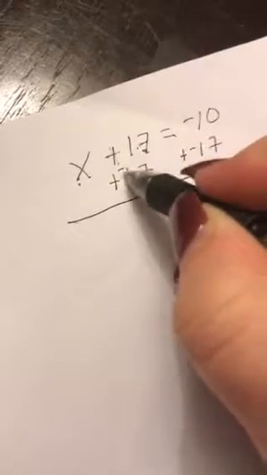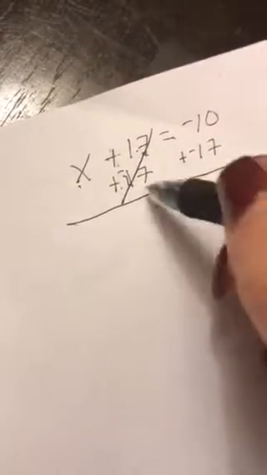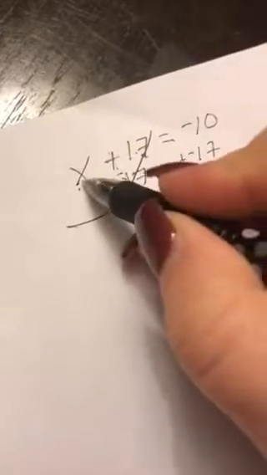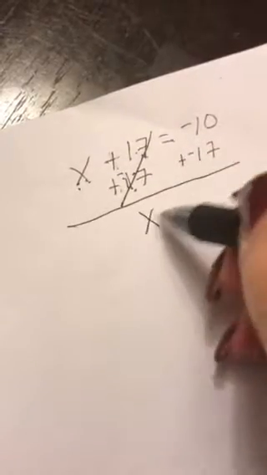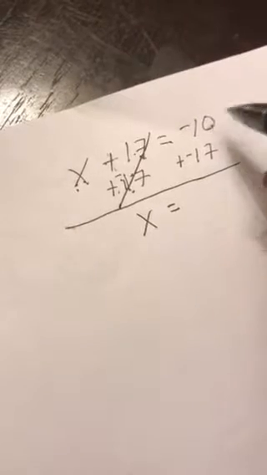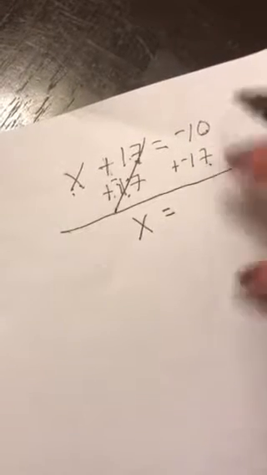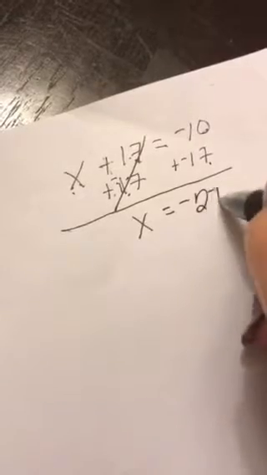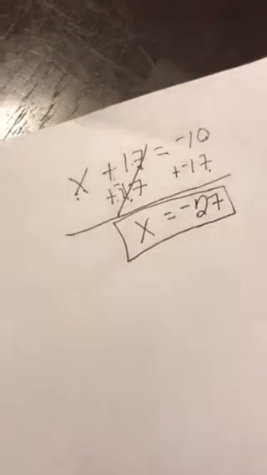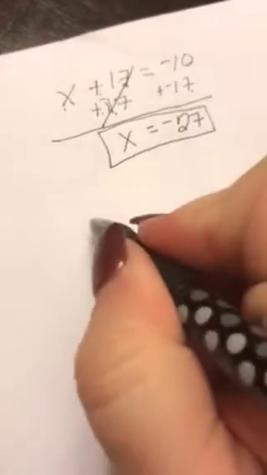So 17 plus a negative 17 are going to cancel out because they equal 0. And anytime we add 0, we get our original number. So now we're left with just an x. And negative 10 plus negative 17 gives me negative 27. And that makes sense. Let's try one more with subtraction now.